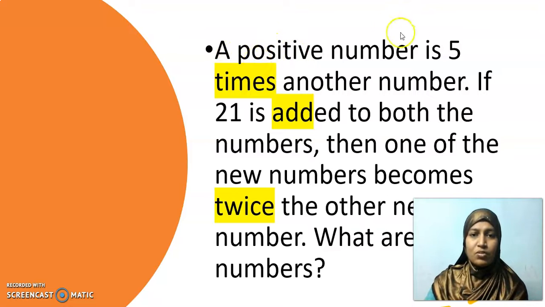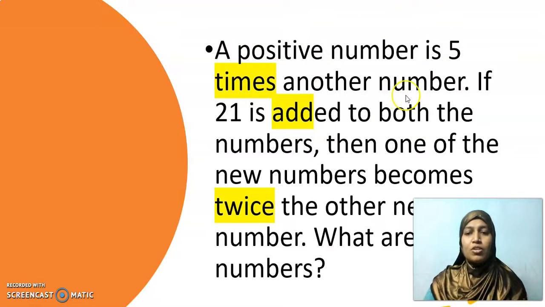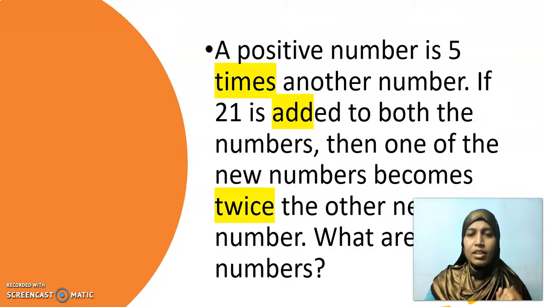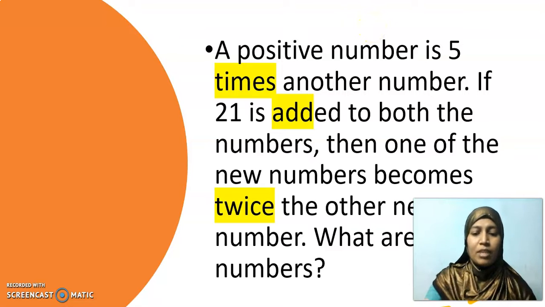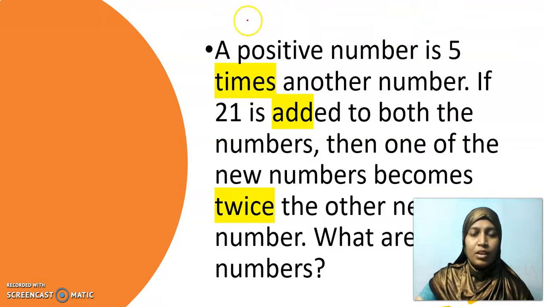A positive number is 5 times another number. So we have two numbers. If I consider one number to be x, the other number will be 5 times that x. One is x, another one is 5 times x. So we have x and 5x. These are the two numbers that I am going to have.